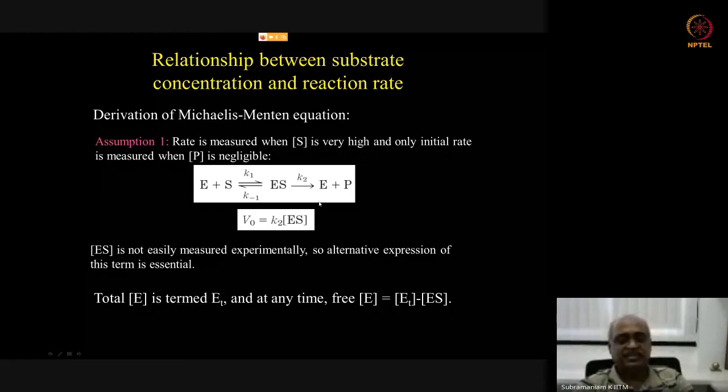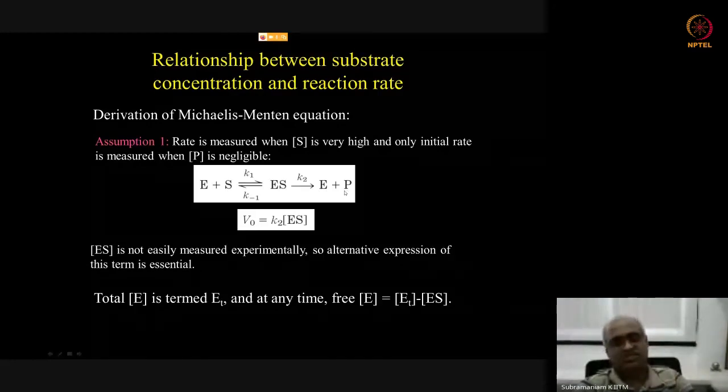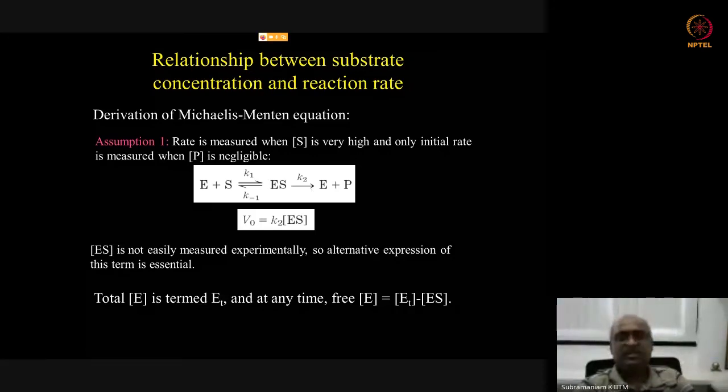Under this condition, the rate of the reaction will be equal to the rate of ES becoming E plus P. That is S having become P. So this is the rate limiting step, the one that is going to define the rate of the overall reaction. This we saw at the very beginning. And therefore, it is proportional to the concentration of the reactant, here that is ES. And that proportionality constant is K2. So V0 equals K2 ES. This will be the rate of the reaction under this assumption.